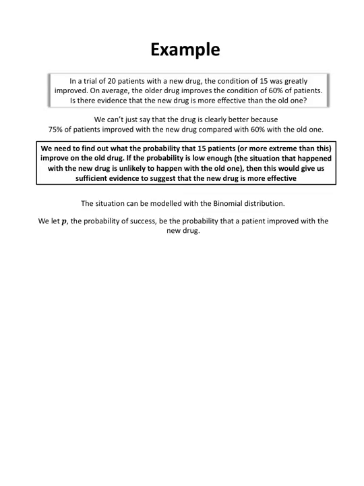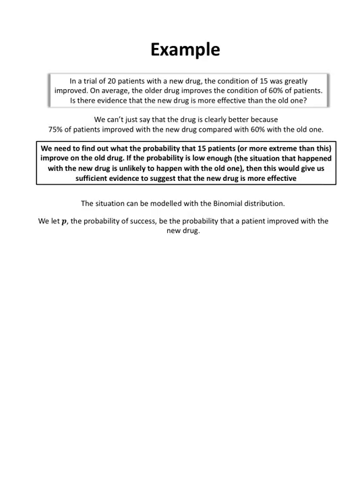So just looking at this example here, we've got a trial of 20 patients with a new drug, and the condition of 15 out of these 20 patients improved quite significantly. So 15 out of 20, so 75% improved. On average, the older drug improved the condition of 60% of the patients. So is there evidence, therefore, that this new drug is more effective than the old one? We can't just say, yes, it's clearly better because 75% of the patients have improved with the new drug compared with 60% of the old one.